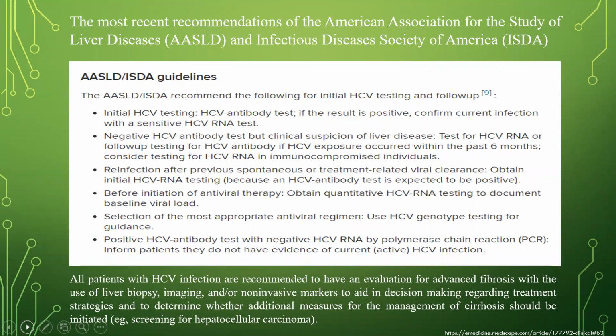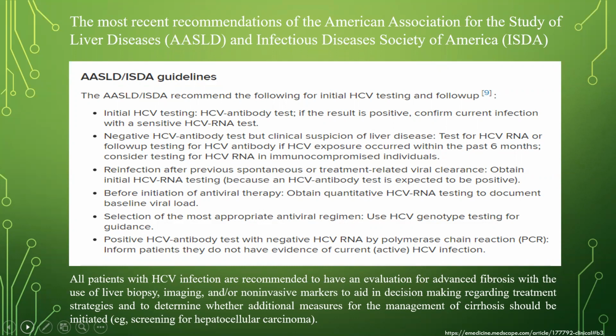The most recent recommendation of the American Association for the Study of Liver Diseases and the Infectious Diseases Society of America includes several recommendations and follow-up. Initial testing for hepatitis C: hepatitis C antibody test. If the result is positive, confirm current infection with a sensitive RNA test. In case of a negative hepatitis C antibody test with clinical suspicion of liver disease, patients should be tested for hepatitis C RNA, or follow-up testing for hepatitis C antibody if hepatitis C exposure occurred within the past 6 months. Consider testing for RNA in immunocompromised individuals.